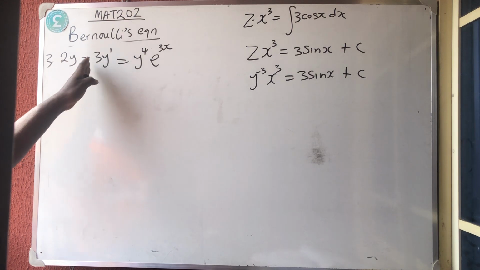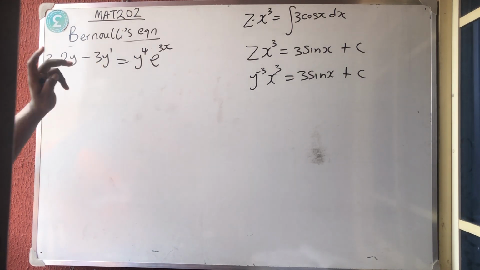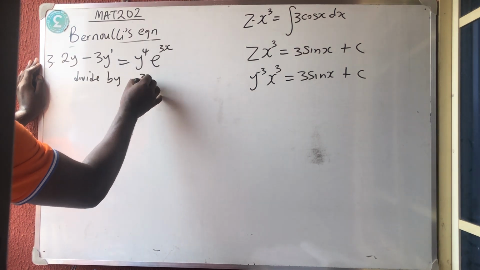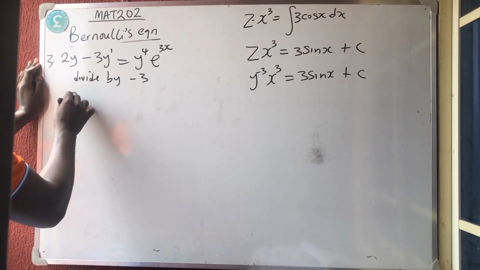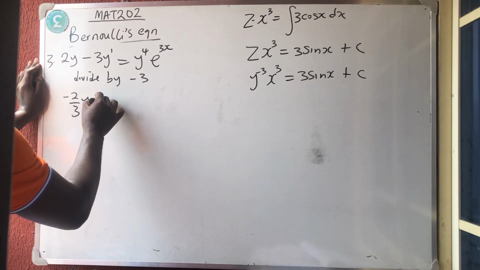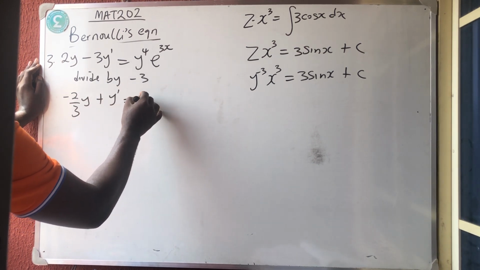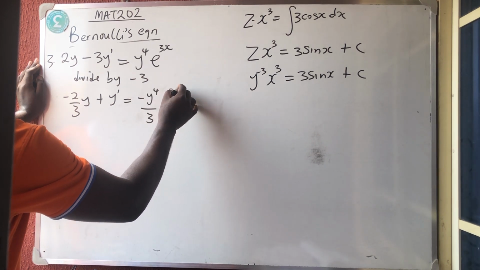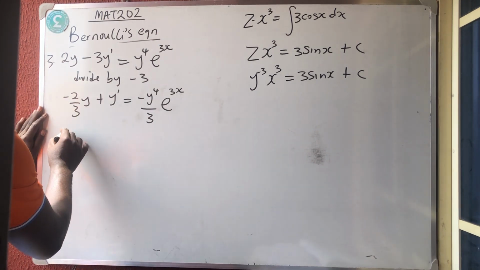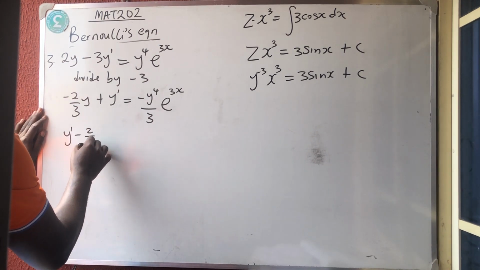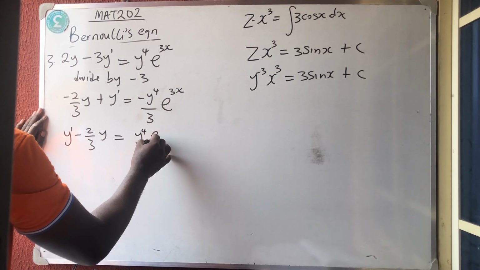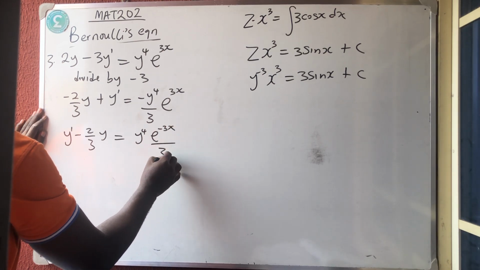So the problem I'm having is minus 3 first of all, because the coefficient of this must be 1. So we divide by minus 3. So I'm having minus 2 over 3 y plus y prime is equal to minus y raised to power 4 over 3 e raised to power 3x. Okay? So let me arrange it very well. I'm having y prime minus 2 over 3 y is equal to y raised to power 4 e raised to power minus 3x all over 3 with minus.